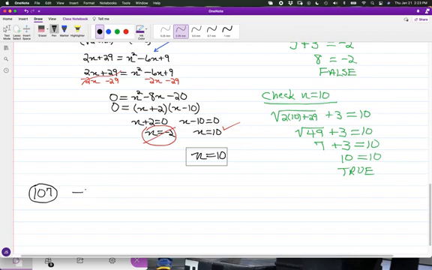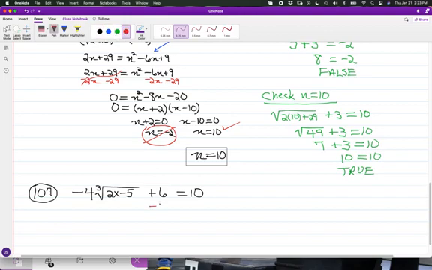Now for number 107, we have negative 4 times the cubic root of 2x minus 5, followed by the addition of 6, is equal to 10. And again, we can isolate the cubic root of 2x minus 5.